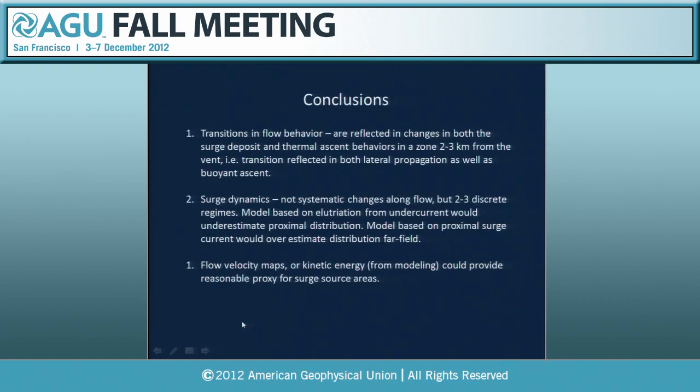So just a few quick conclusions here. These transitions are reflected in the changes of both the surge deposits and the thermal ascent behavior. And I'll also point out that in terms of surge dynamics, this isn't a systematic gradual change along the flow, but we get these distinct regimes. So a model based only on elutriation from the undercurrent would underestimate the large proximal distribution, whereas a model based on the proximal surge current would overestimate the distribution in the far field. So we can think about using flow velocity maps and kinetic energy from modeling as proxies for these surge source areas.